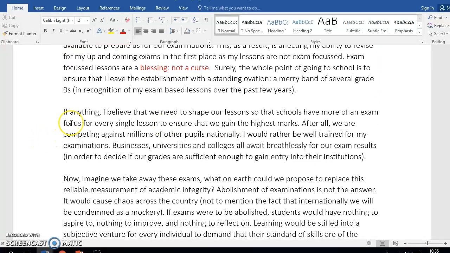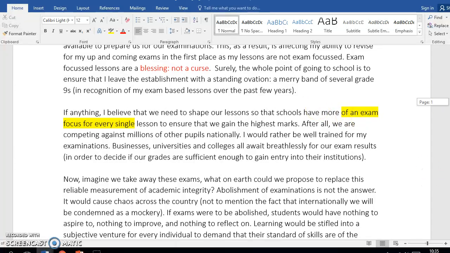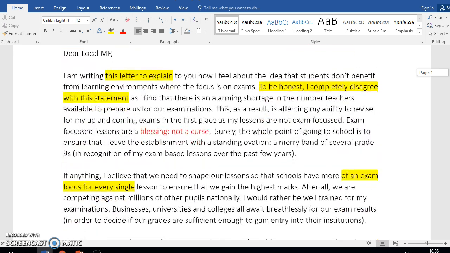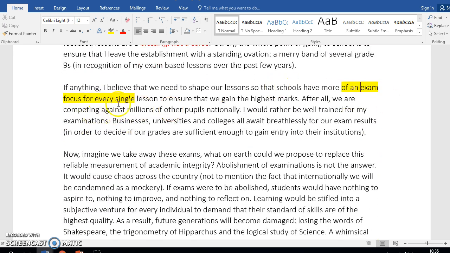And we continue. "If anything, I believe that we need to shape our lessons so that schools have more of an exam focus for every single lesson." Remember, you need to link back to the question all the time. Look at the student repeating "exam focus" because, remember the statement, "entire focus is upon exams to be abolished." So you are telling the examiner, I am really investigating this statement. "Every single lesson to ensure that we gain the highest marks."